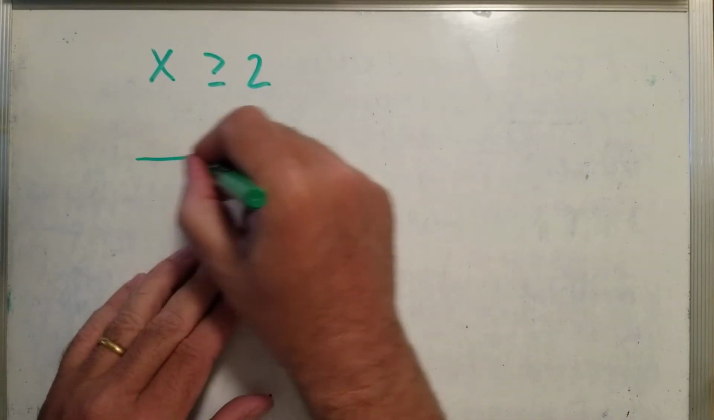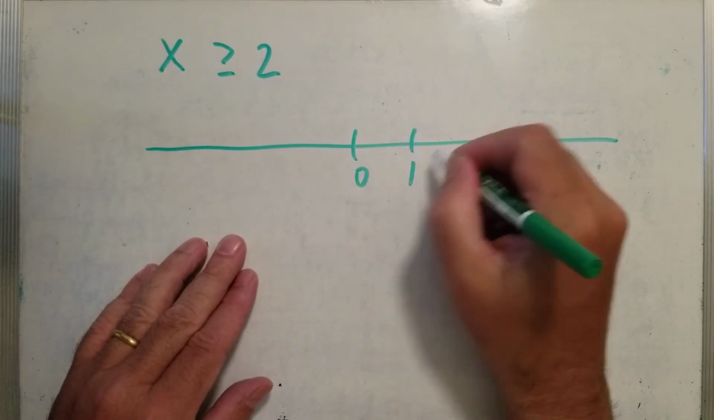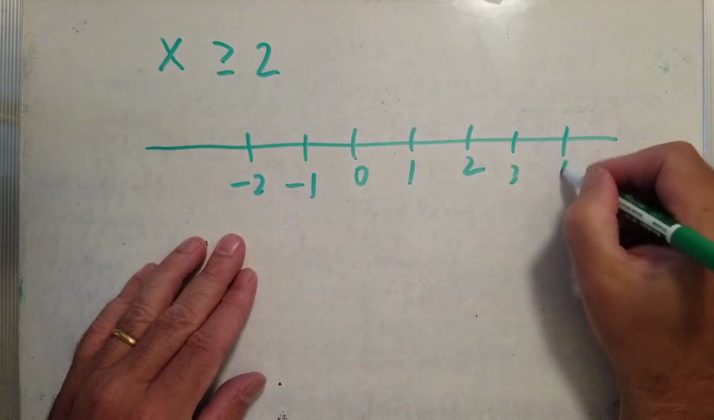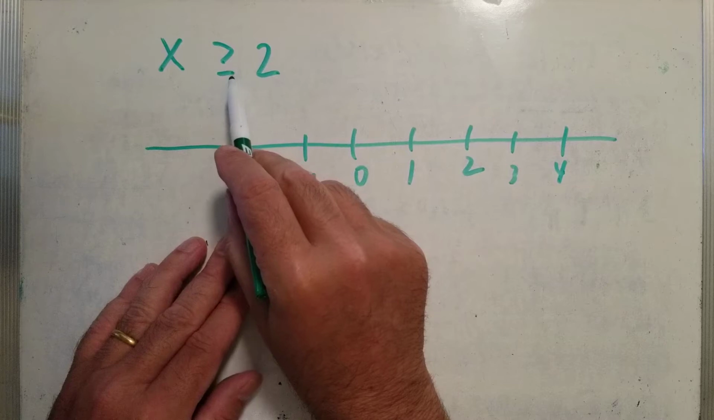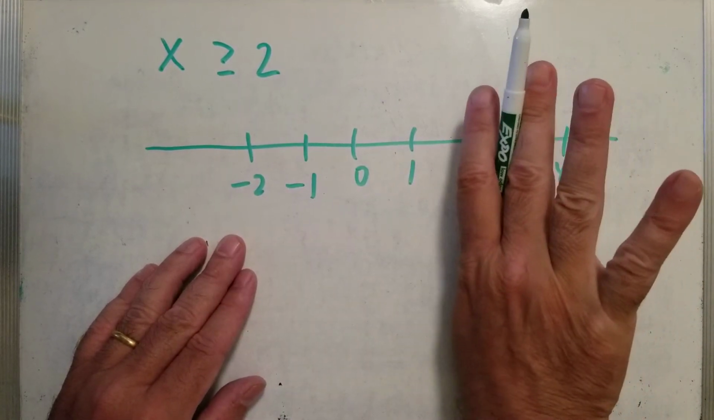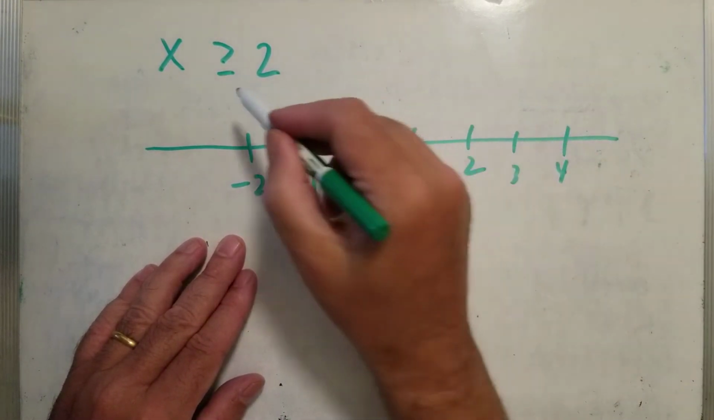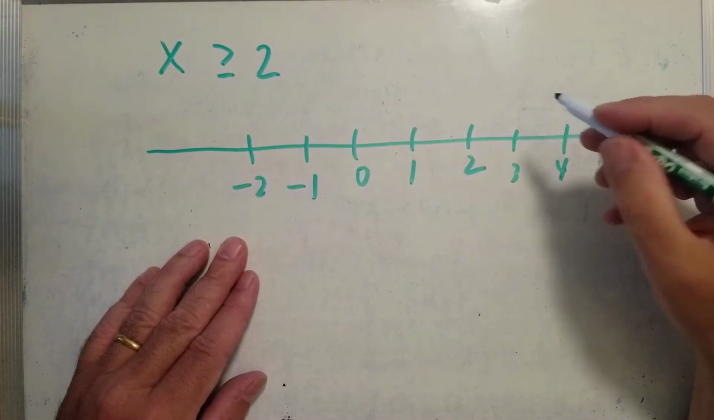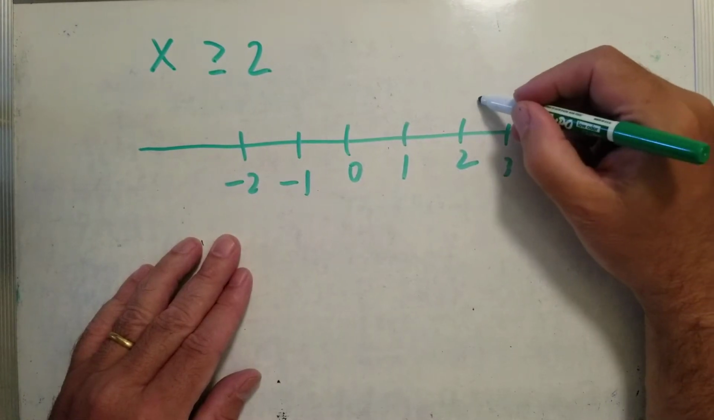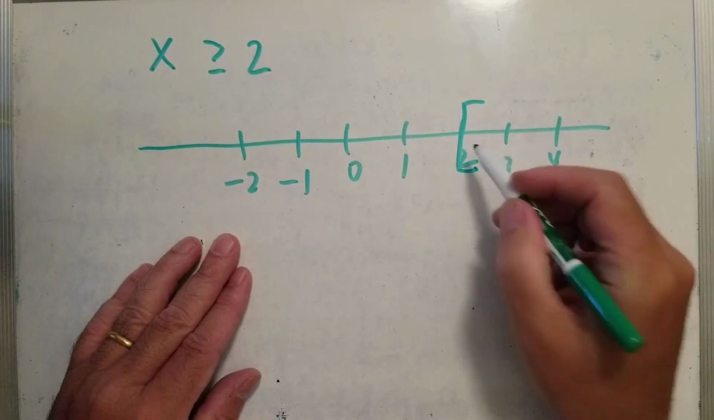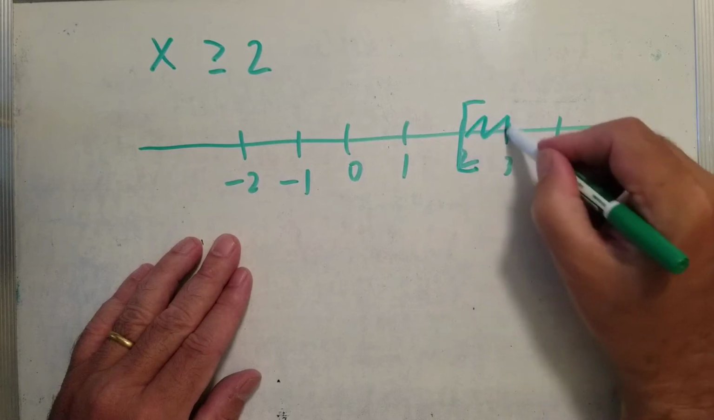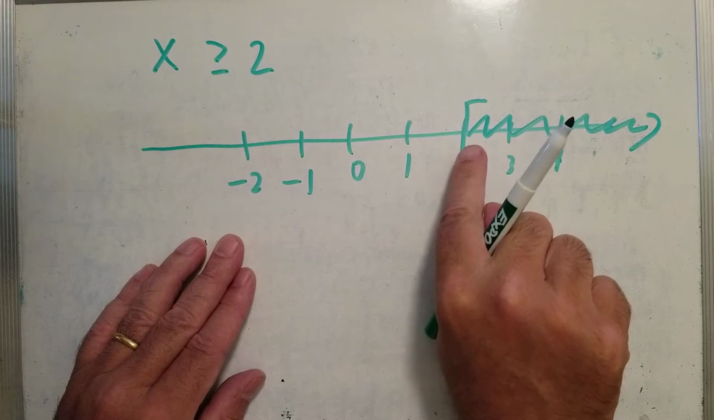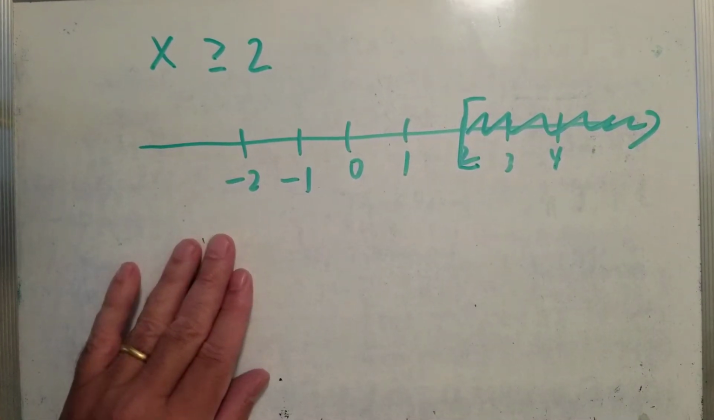So this time, here's the number line. 0, 1, 2, -1, -2, 3, 4. So this time x is greater than or equal to 2. So we want all the numbers higher than 2. And because of the or equal, we want to include 2 in the answer. And so the way we notate that is using a square bracket. That square bracket means 2 is included, and the portion of the number line starts at 2, including 2, goes all the way up to positive infinity.